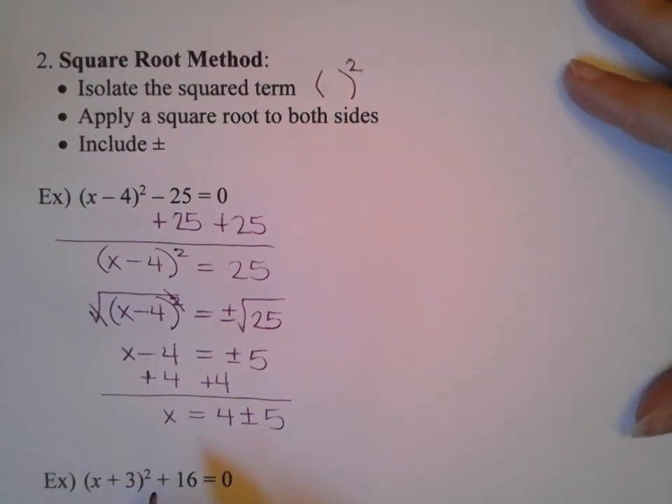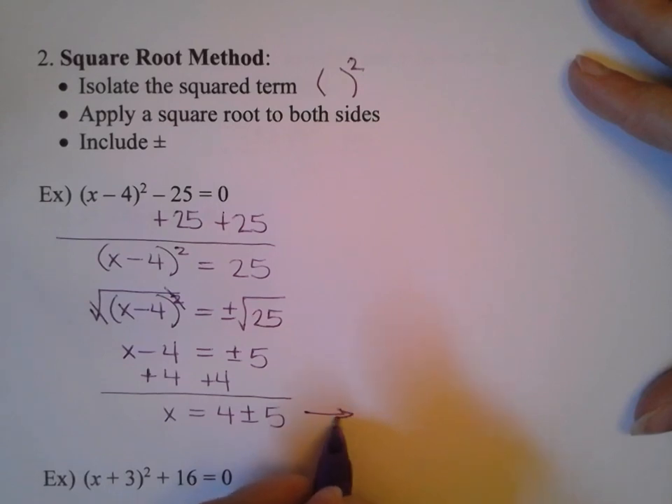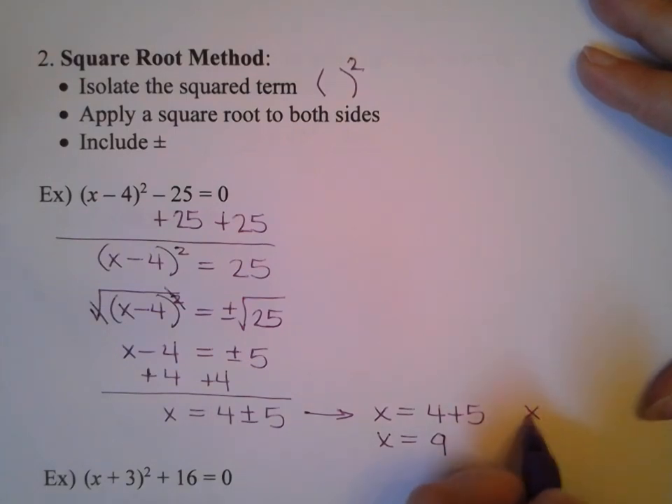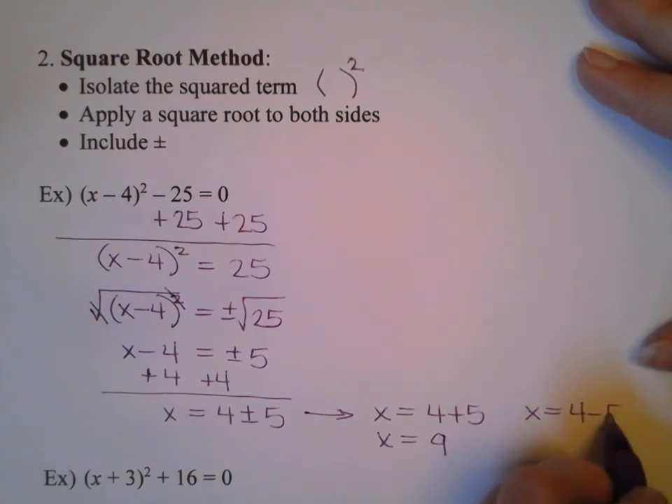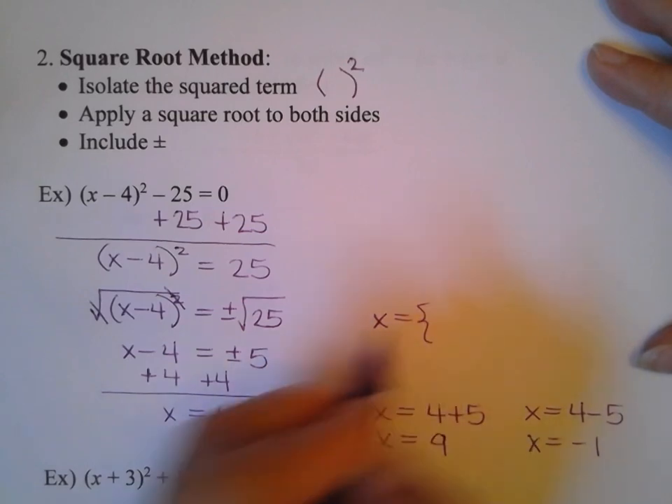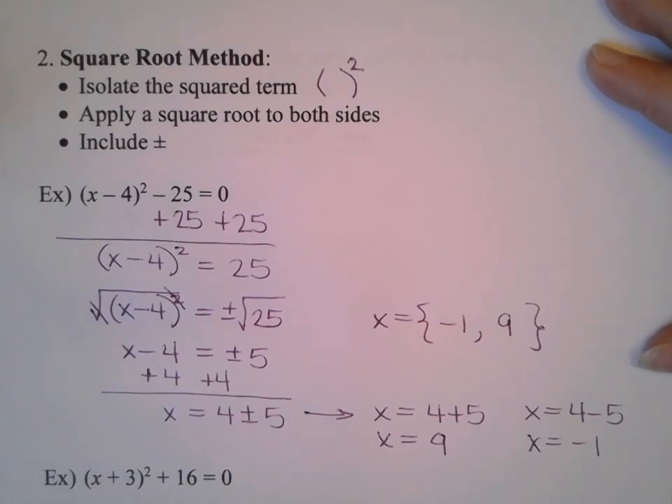Okay, and then here is where I like to write down my two options. So I have 4 plus 5, and that part I usually do in my head. That would be 9. And then I have 4 minus 5, and that would be negative 1. So if you're feeling fancy, you can put it in the squiggle brackets. I'll even put it from smallest to largest today. So we get two possible answers.